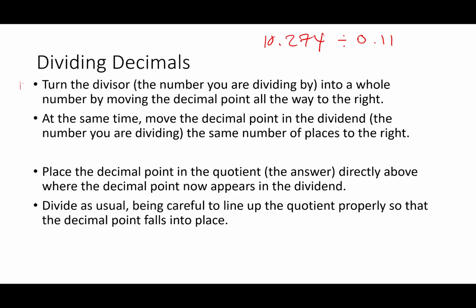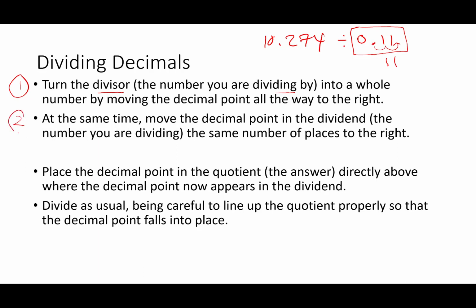Now the first step here is to turn the divisor, which is the number you are dividing by, in this case 0.11, into a whole number by moving the decimal point all the way to the right. Okay, so we want to turn 0.11 into a whole number, right? So we move the decimal point all the way to the right. 1, 2. So we move 2 decimal places, and that will give us 11, right?